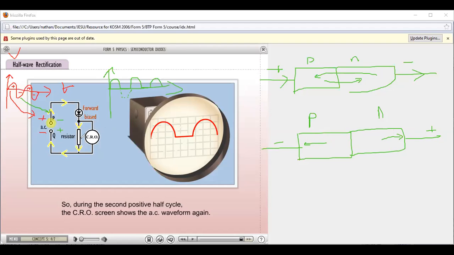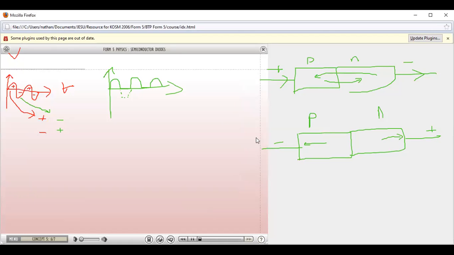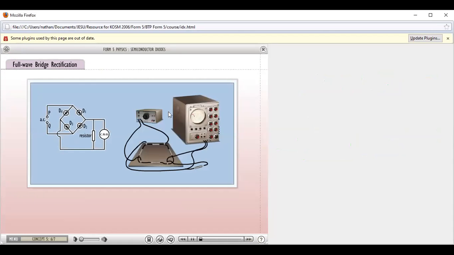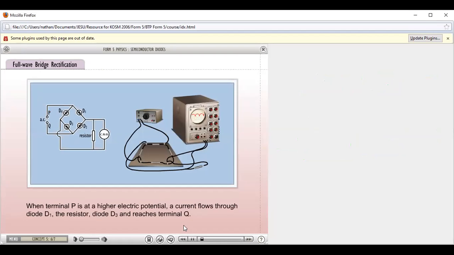Now to produce a better rectification, what we do is we use full wave rectification. Full wave rectification involves the use of 4 diodes. So this is your AC voltage. You have the positive cycle, negative cycle, positive cycle, negative cycle.